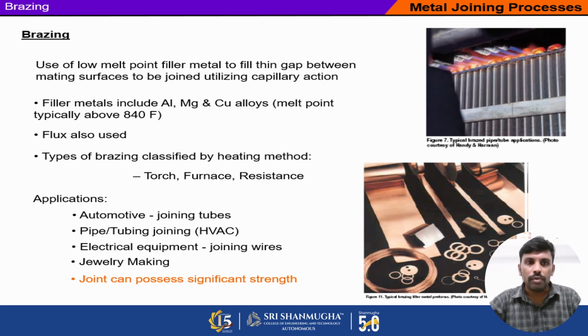There are three types of brazing: torch, furnace, and resistance. The main applications are joining automotive tubes, then pipe or tube joining in heating, ventilation, and air conditioning, electrical equipment joining wires, and jewelry making. The joint can possess significant strength.